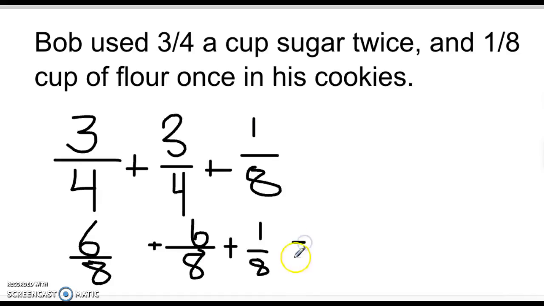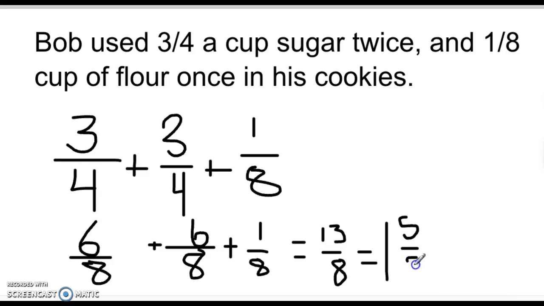I can see right here I would have 6 plus 6 is 12, plus 1 is 13/8. The fact that the top is greater than the bottom here lets me know this is more than 1. I can make one group of 8/8, and then I would have 5/8 left over. So this would be 1 5/8 cup.